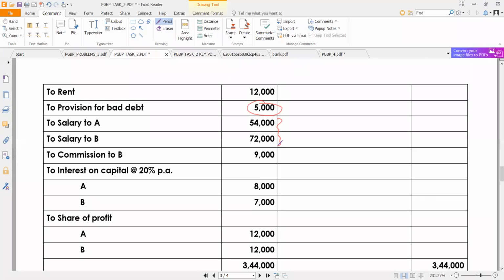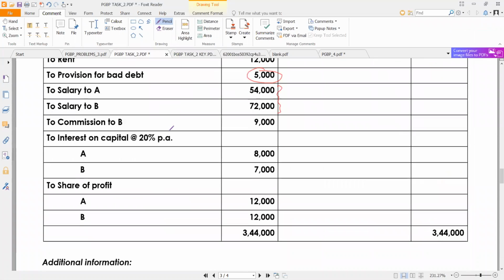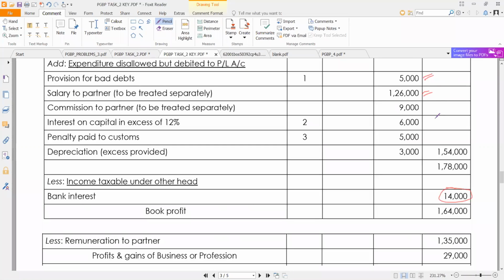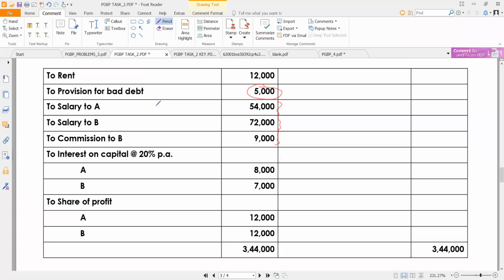Salaries to the partners is to be added back first to find out book profits. So that is 1,26,000. Salaries to the partners includes this commission also. So here, the name is not to be just taken. All of them have to be taken. So commission to the partner also to be added back. Whatever the name it is called, it has to be first added back. It is all falling under the word remuneration to the partner, whether it is called salary or commission, that doesn't matter.